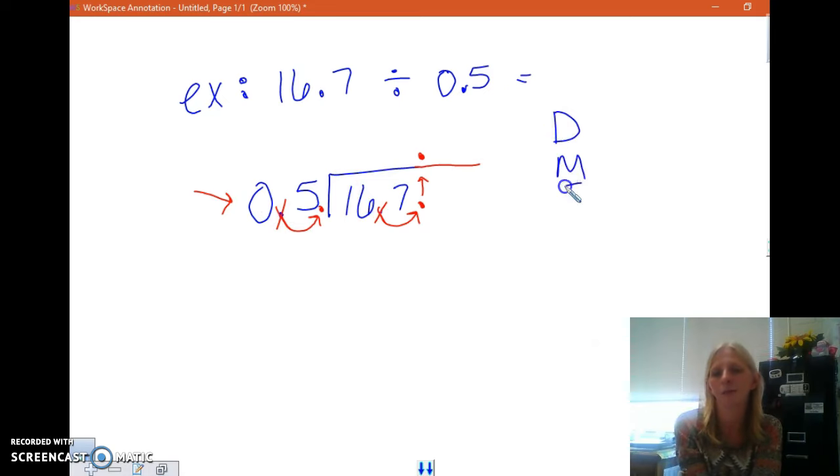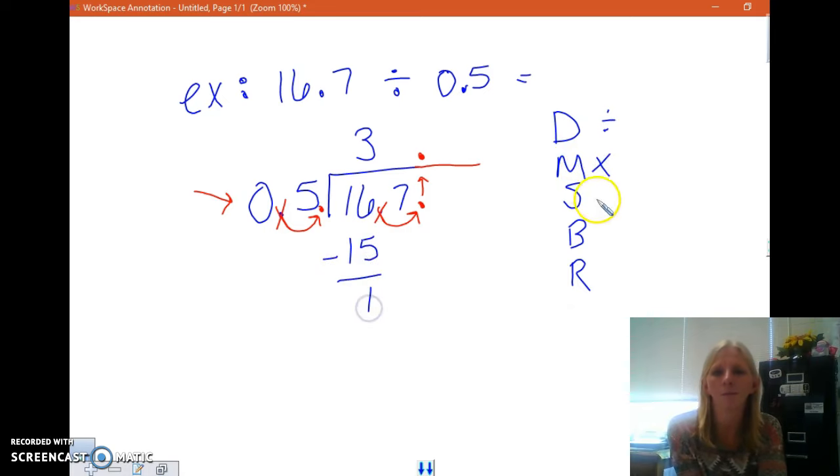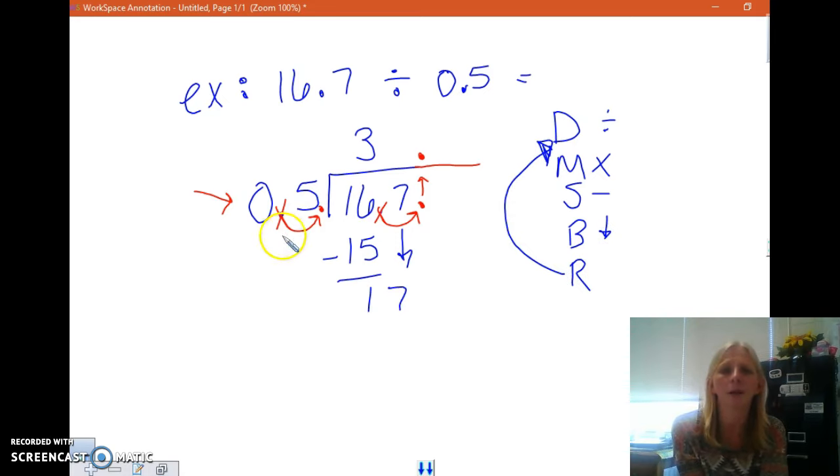So here we're dividing, multiplying, subtracting, bringing down, and repeating. 5 goes into 16 3 times. We just divided, we multiply, and we get 15. Then we subtract, we get 1. Next we have to bring down this 7. If we bring down, we must repeat, so let's divide. 17 divided by 5. How many times? Well, 5 fits in there 3 times again.